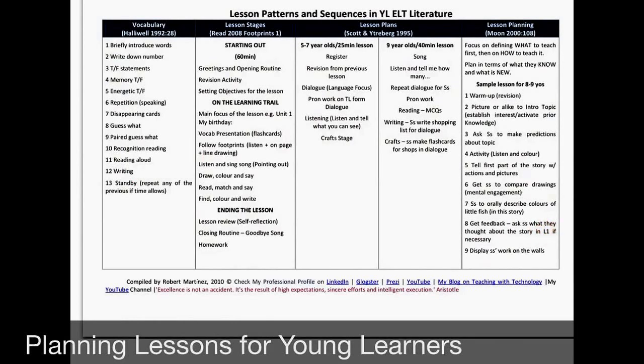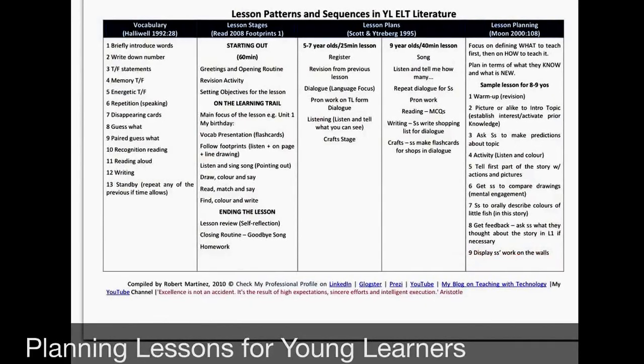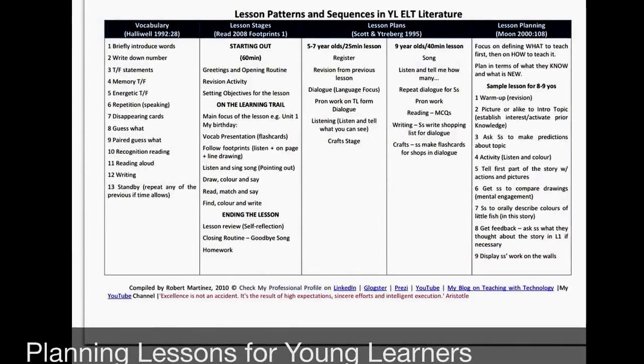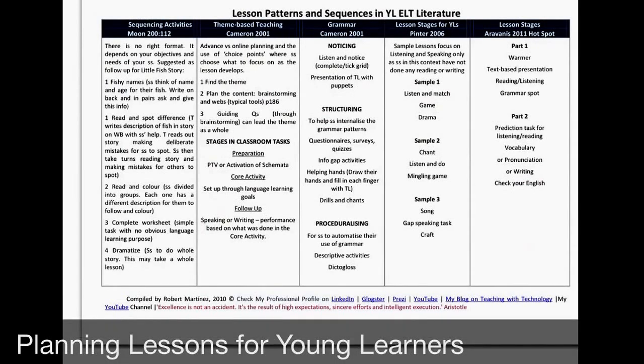And then display students' work on the walls, because this gives them a sense of achievement. Now, on the next slide of the table, we have Moon continuing with some ideas, and then it says basically there's no right format. It depends on your objectives and the needs of your students, and there is a suggested follow-up for the little fish story.